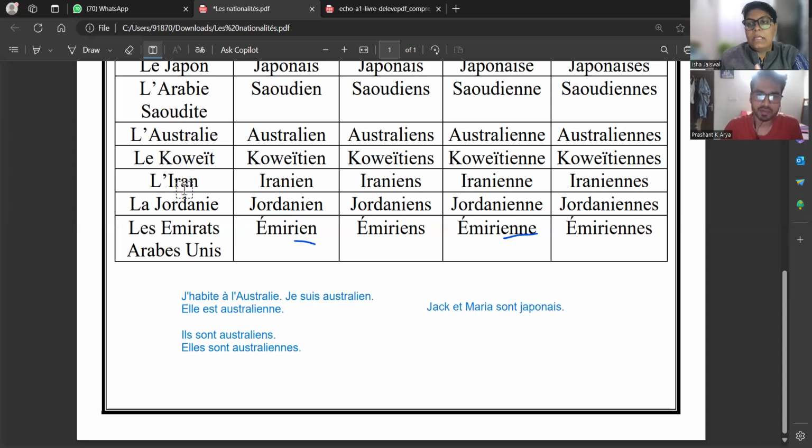It doesn't depend on the country. It depends on where you are placing it. If in a sentence one is masculine, one is feminine, you will always use the masculine plural by default. Like in computer, many things are by default only, no? Same thing.